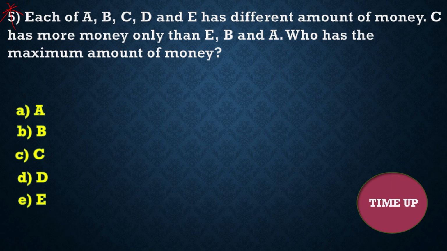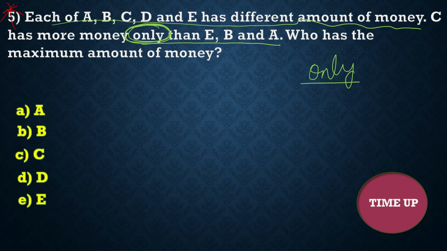Time up. Let us solve this. Each of A, B, C, D and E has a different amount of money. C has more money than only E, B and A. This word "only" is very important. When you say only, it will be respective to the only two elements given in the question.